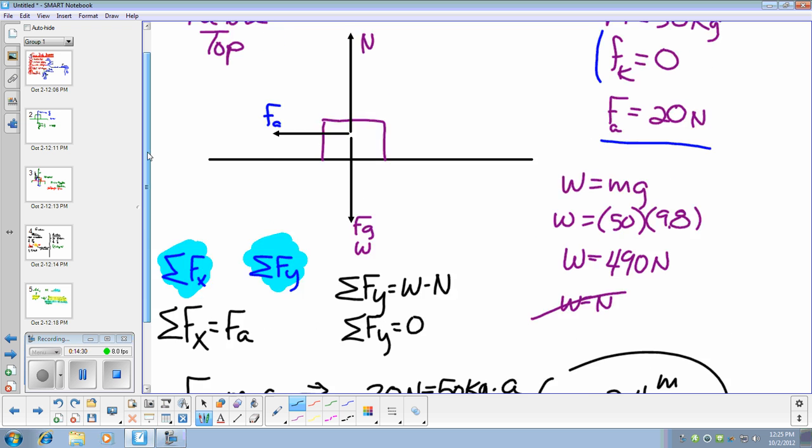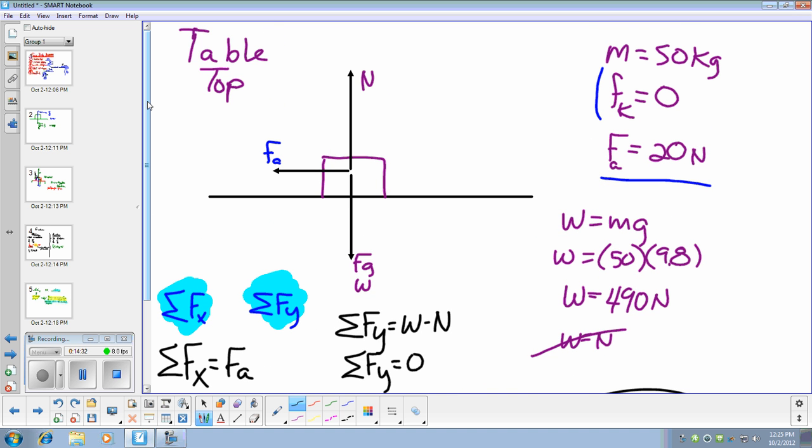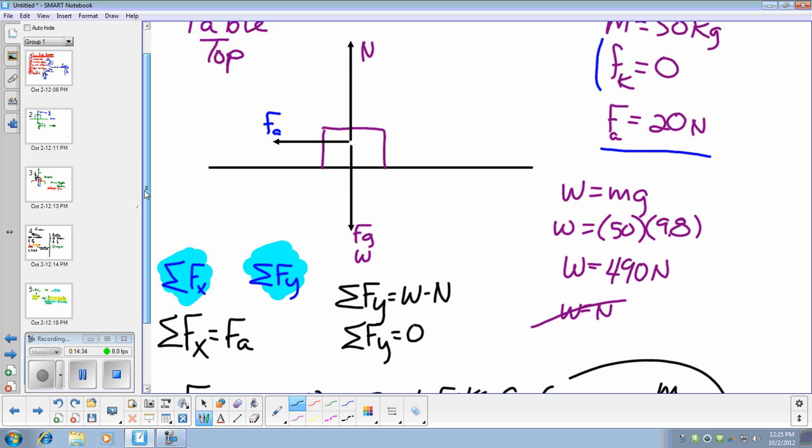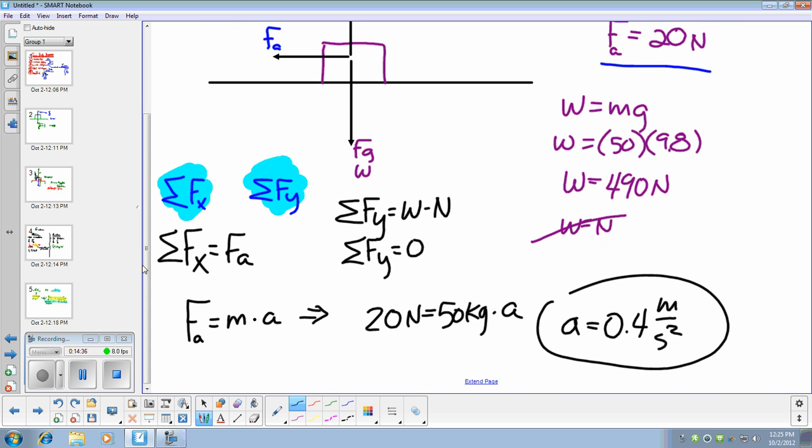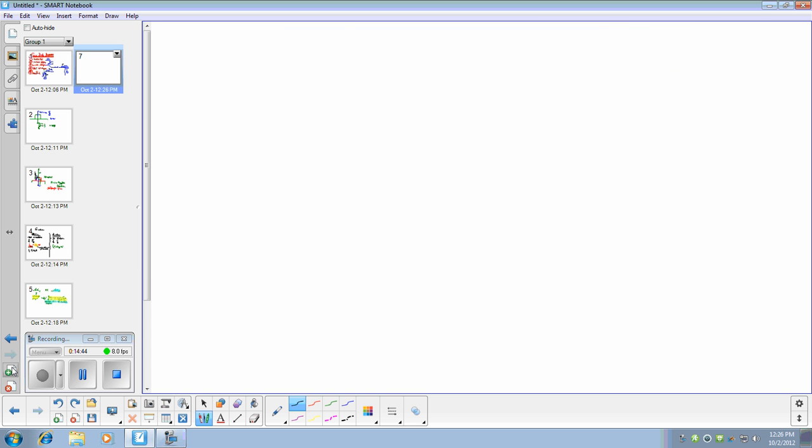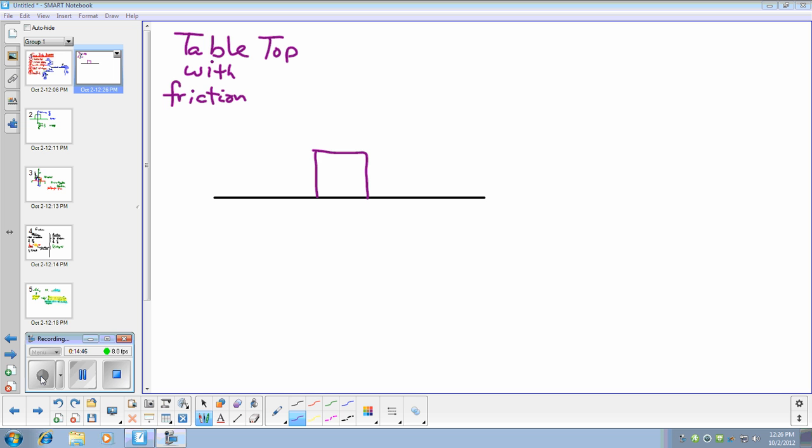So this is your first one. These are tabletop questions in which there is no force or no friction involved in the entire problem, and that's how we could solve for something like acceleration. Let's do a problem in which there is friction. Let's grab ourselves a new slide.